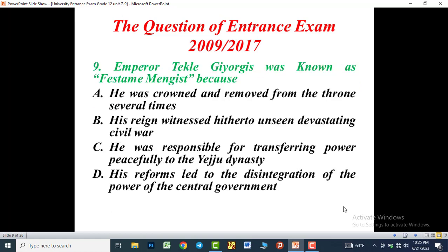Question number 9. Emperor Tekle Giyorgis was known as Fitsame Mengist because: A. He was crowned and removed from the throne several times. B. His reign witnessed hitherto unseen, devastating civil war. C. He was responsible for transferring power peacefully to the Yejju dynasty. D. His reform led to the disintegration of the power of the central government.